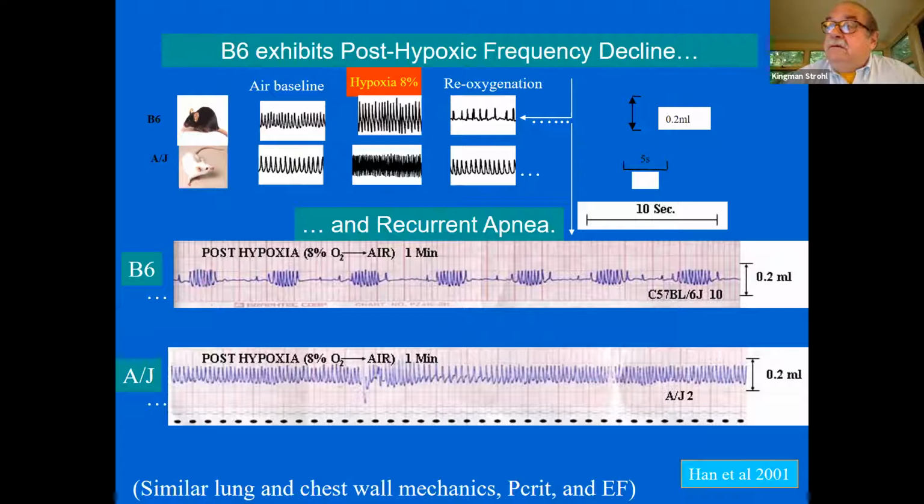And on the top, you see air baseline. They have a different breathing pattern. And every individual has their own individual breathing pattern. But remember, these are strains of mice, and these are all twins. These are all identical mice. So you could get B6 mice that are almost identical from one year to the next. If you make them hypoxic, the B6 seemed to have a higher tidal volume, a little slower frequency than the AJ. But it was on reoxygenation that the B6 really slowed and the AJ hardly did much at all.